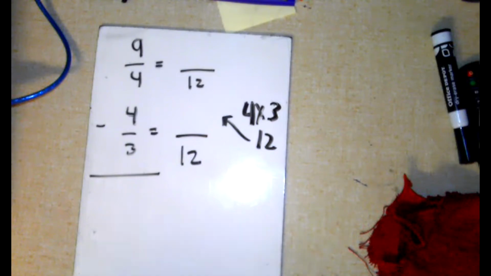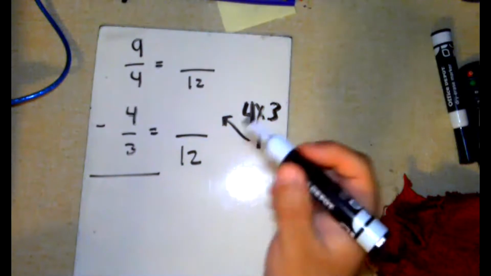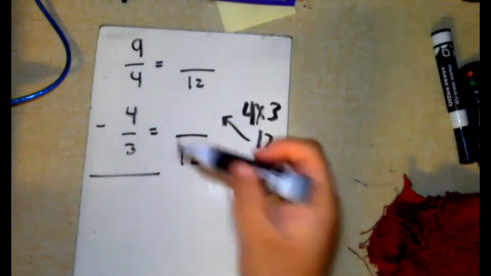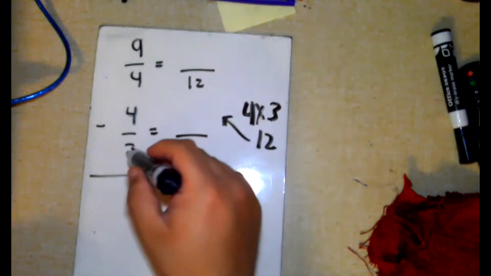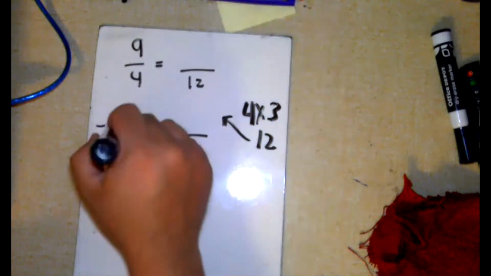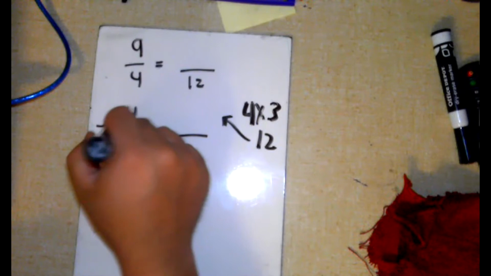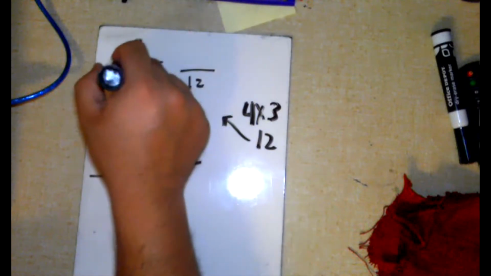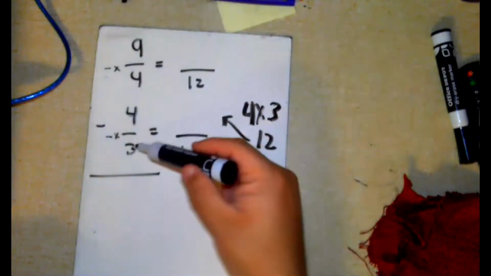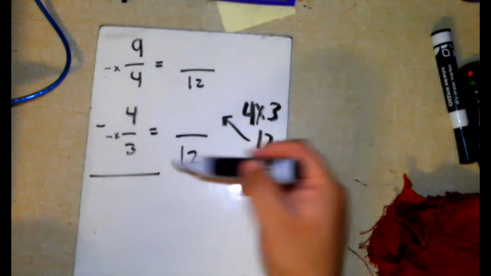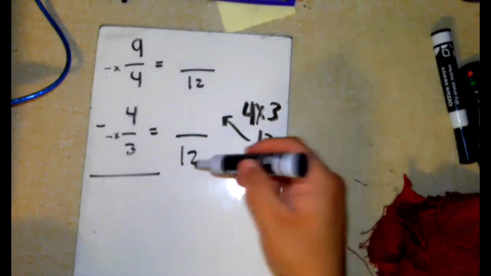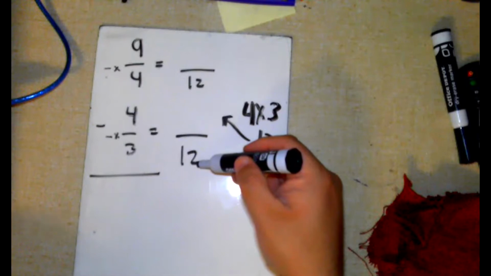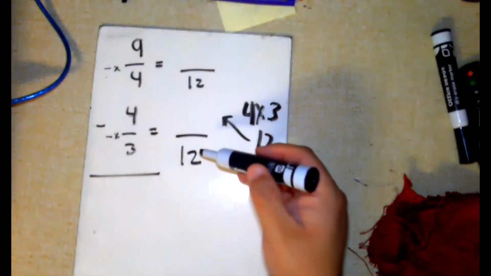Okay, so same steps. What do we multiply 3 by to get to 12? So I always like to do this, put a little multiplication, a line, multiplication, a line. So 3 times what number equals 12? Or what's 12 divided by 3?